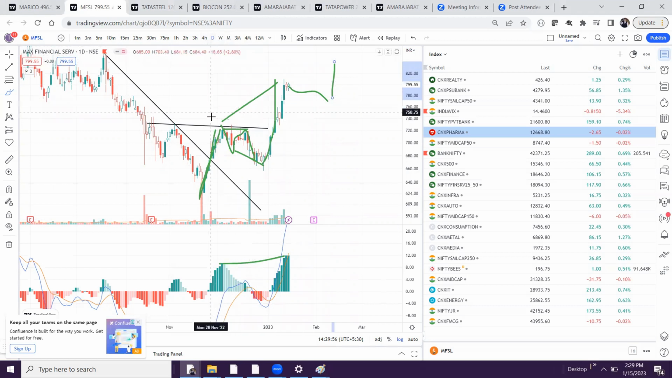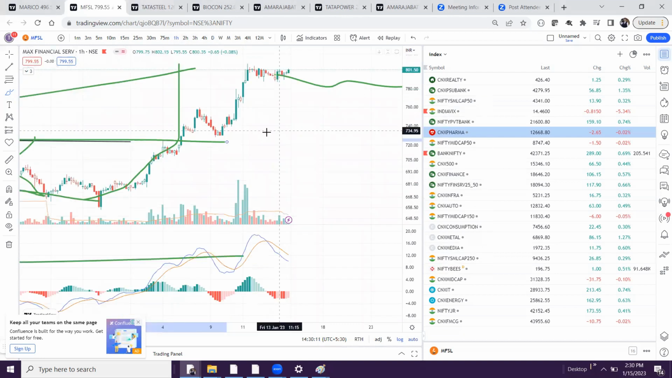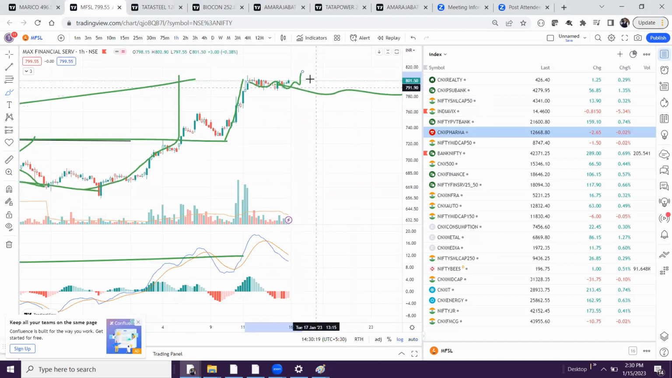Now, if you look closely, this also looks like an inverse head and shoulders pattern, and the target is around 828. So there is still some upside left. On the hourly chart, it is going strong and after that it is consolidating. So one more move up can come in this stock, but this will be a very small up move, and after that a bigger correction is expected. Once this bigger correction is done, it can again go back to the top.